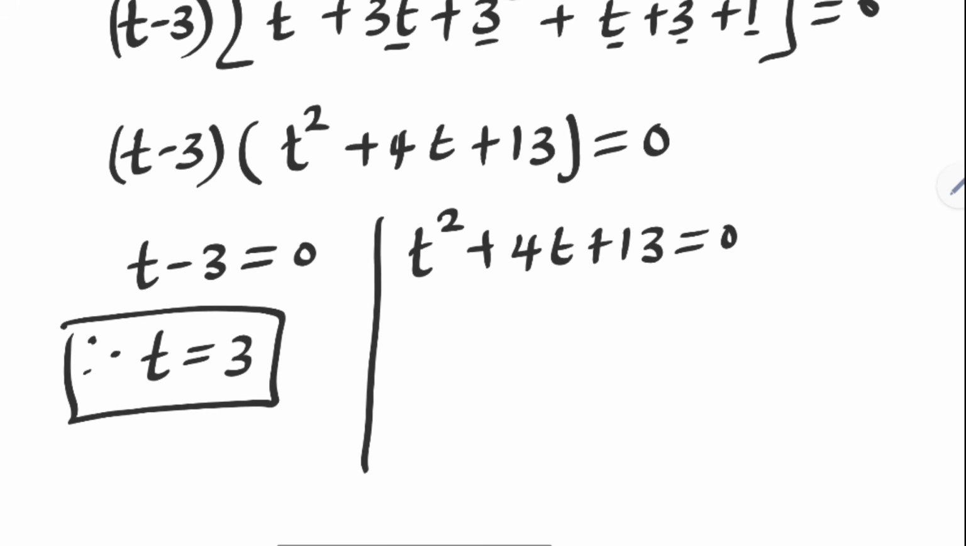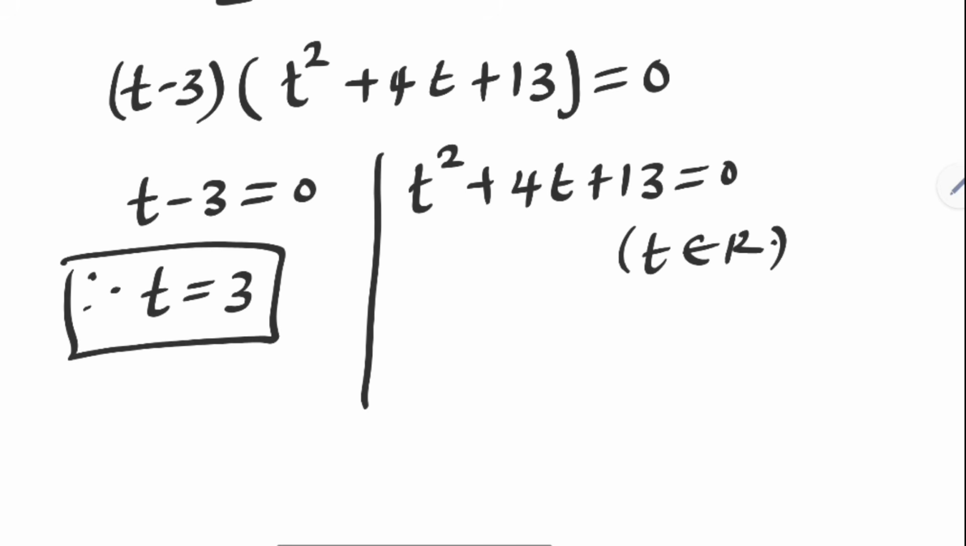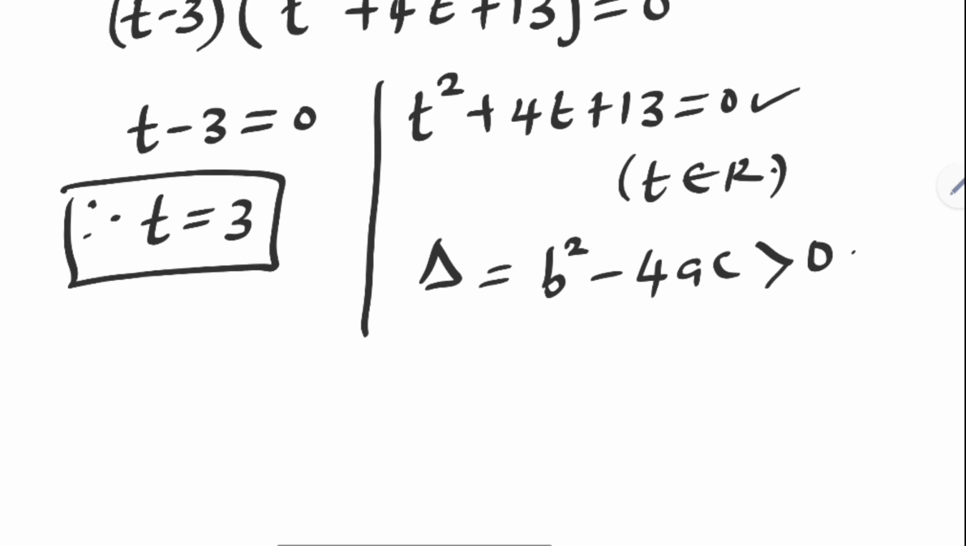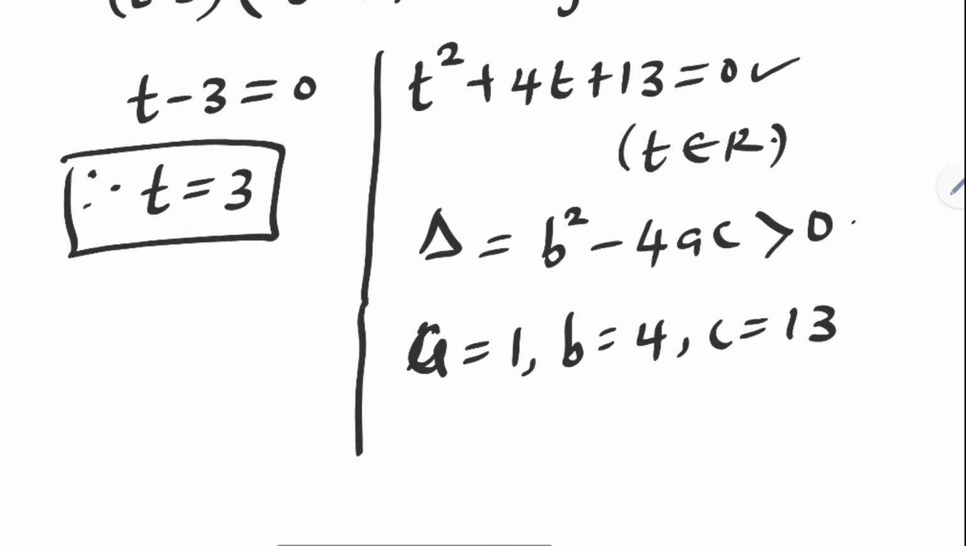But initially we said t is a member of real number. Now for t to be a member of real number here, discriminant d is equal to b square minus 4ac must be greater than or equal to 0. This is a quadratic equation which can only be solved using quadratic general formula. Then we have from the equation a is equal to 1, b is equal to 4, c is equal to 13.